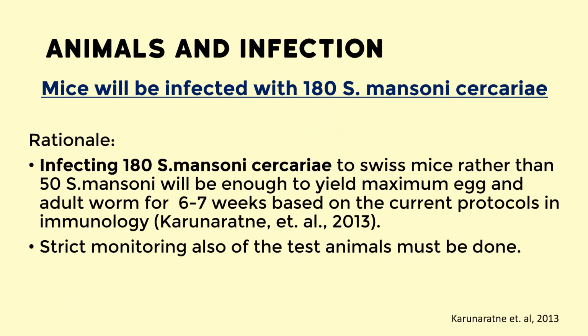For the animals and infection, I propose that mice will be infected with 180 S. mansoni cercariae. Infecting Swiss albino mice with 180 S. mansoni cercariae rather than 50 will be enough to yield a maximum egg and adult worm count for 6 to 7 weeks, based on the current protocols in immunology. There should be strict monitoring of the test animals.